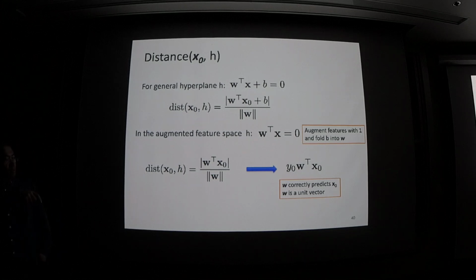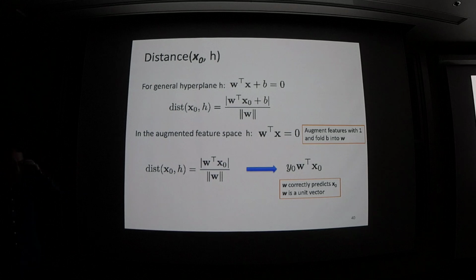The numerator is the same, because if you unfold b out of w, the two numerators are the same. But in the denominator, we actually use the norm of the augmented w, so it's the squared norm of w plus b squared, if you compute it that way. So actually, the distance is not maintained when you do the feature augmentation. So be aware of this subtle difference.